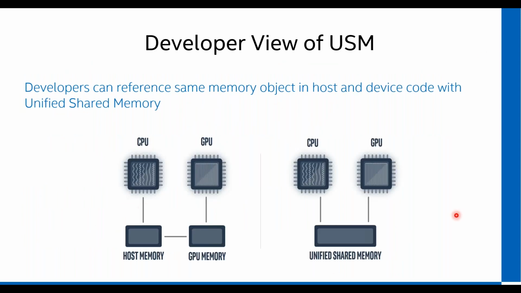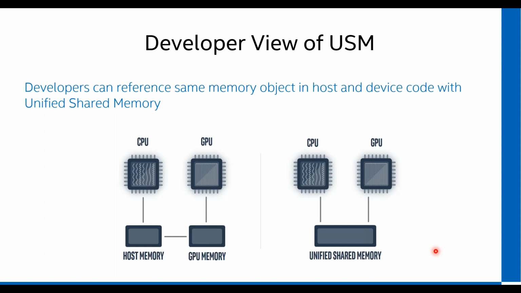Okay, so this is a way in which, if we are not explicitly copying the memory from the host to the device, this is how we can declare memory in the case of USM. We can declare a shared memory in USM that can be accessible across the CPU and GPU. That means we don't need to do a memcopy.